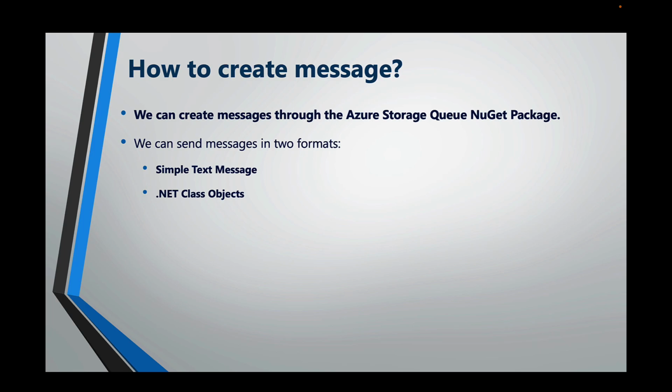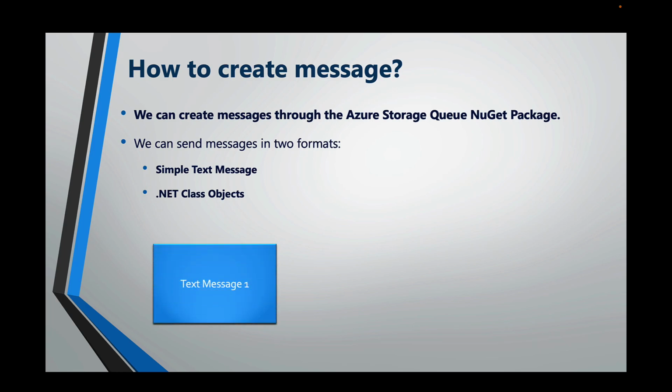Now, in order to create a message, we can create messages through the Azure Storage Queue NuGet package. So we are going to use a NuGet package within a C# library, and we could send messages in two formats. One is a simple text message, which is just anything, like hello or anything. And the second, which is more appropriate for real world scenarios, is .NET class objects, because you might want to send some kind of a message which you want to process, which carries some data. So that's what we'll be actually sending.